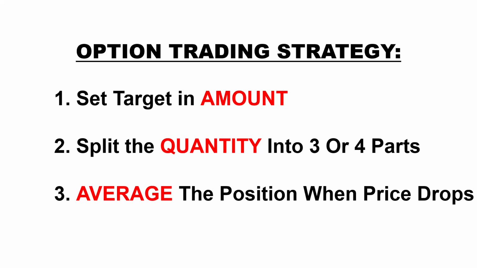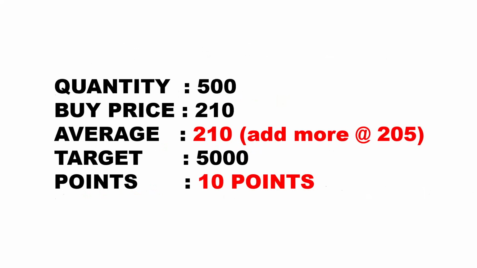First place 500 quantities. The target should be in amount, example 5000 rupees. So whenever the price drops some points, we will add 500 more. That means if we fill our first order at the average price of 210 rupees, and when price goes down to 205 rupees, we will add 500 more.